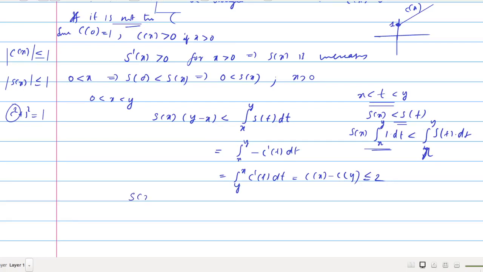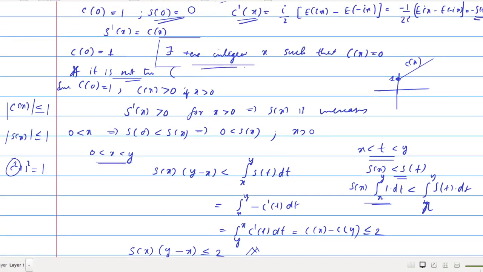So what is the inference here? If you choose any x and y, independent of the choices, such that x is less than y, we get s of x times y minus x less than or equal to 2. Which is a contradiction, because by fixing x, this quantity tends to infinity as y tends to infinity. That cannot be made less than 2. This shows that our assertion is true.